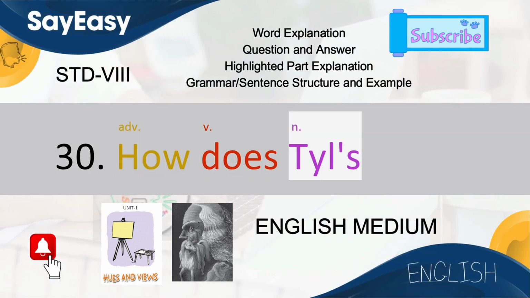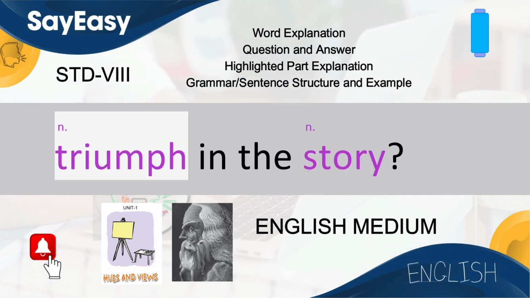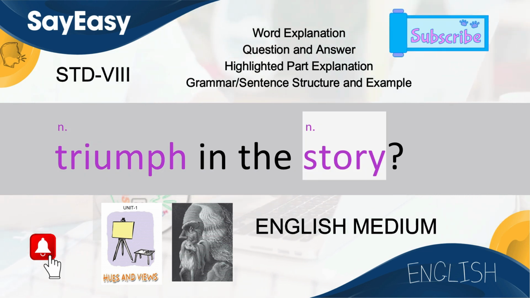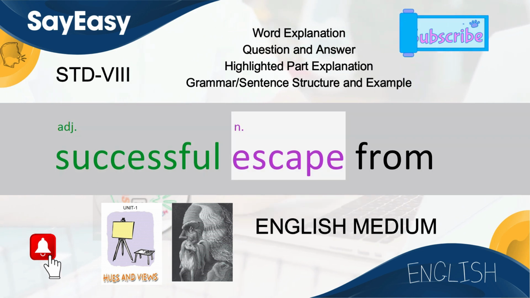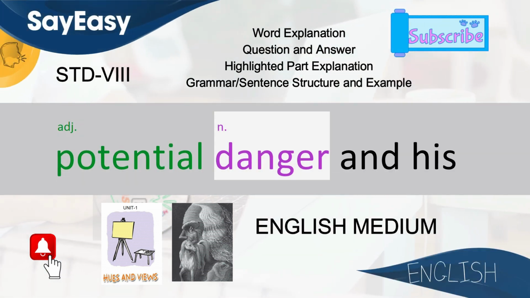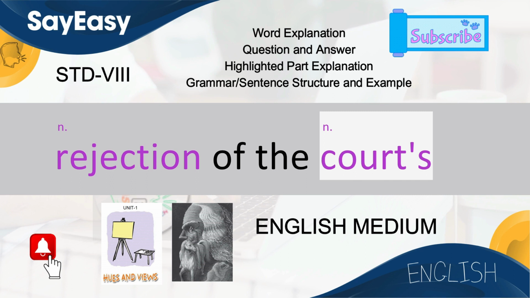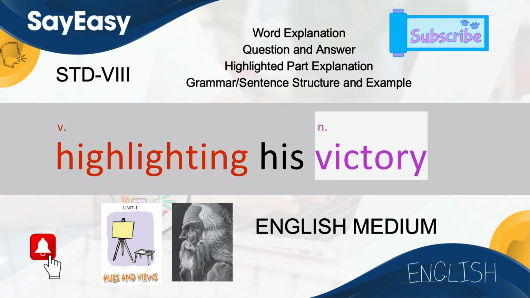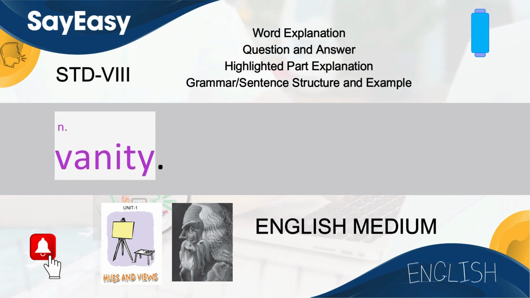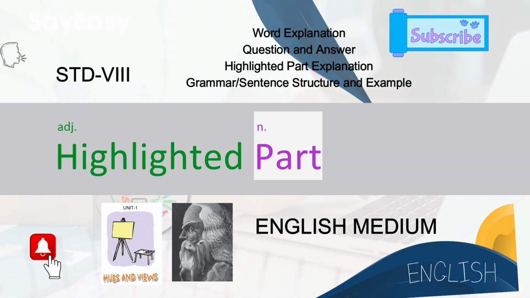30. How does Tevial's departure signify his triumph in the story? Tevial's departure marks his successful escape from potential danger and his rejection of the court's superficiality and deceit, highlighting his victory over the courtier's vanity. Highlighted part explanation.